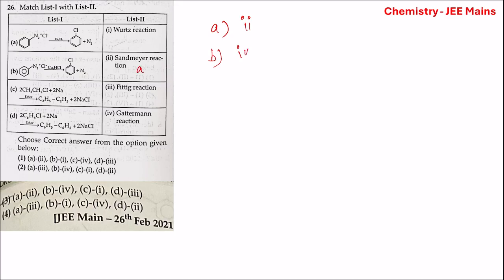This is A. This is B. And then C. C matches with 1. C is Wood's reaction. So it matches with 1. This is C. And finally D. D is Fittig reaction. It matches with 3. So this is Fittig reaction. So the correct option is option 3.